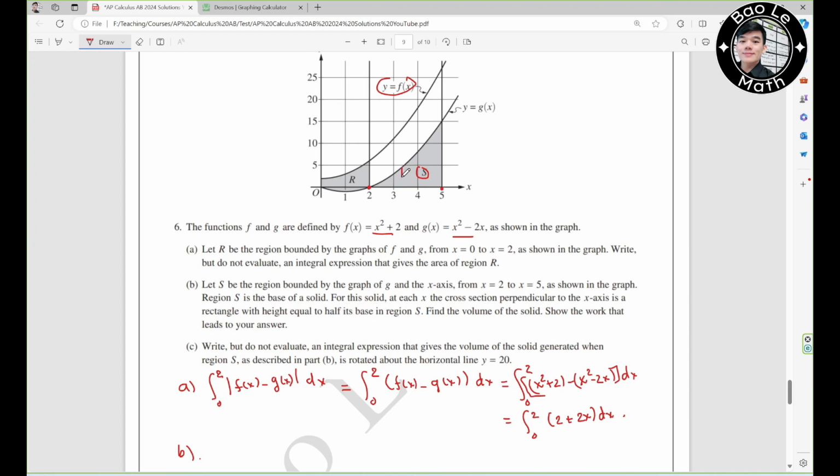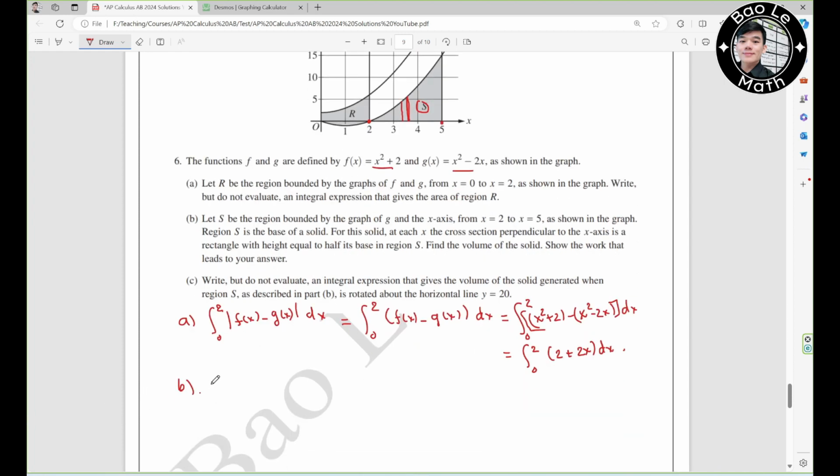Alright, so suppose we have the cross-section. Find the volume of the solid, show the work that leads to your answer. Alright, so we have dV equals area times thickness.